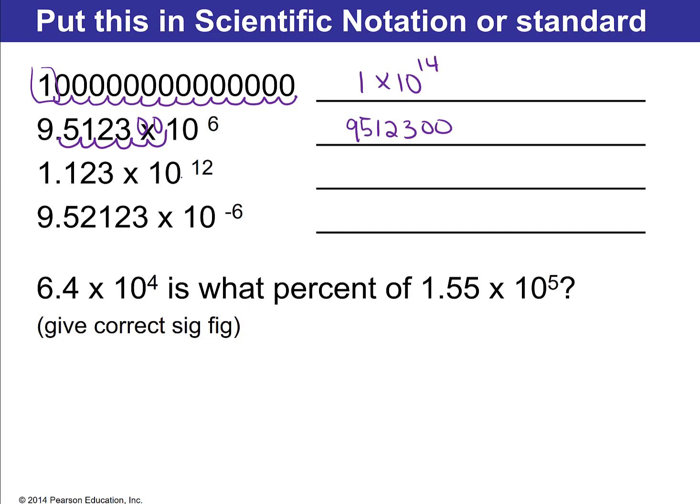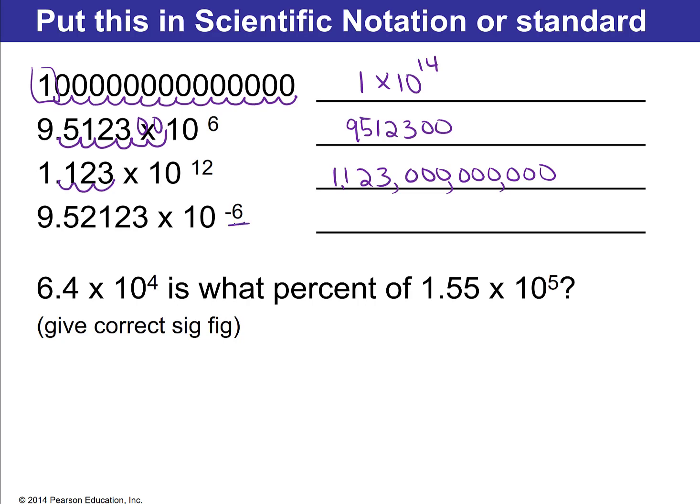Same thing here. 10 to the 12th means I need to go 12. So 1, 2, 3. So I'm going to still have to add 9. 1, 2, 3, 4, 5, 6, 7, 8, 9. Okay, so lots of zeros on the end there.